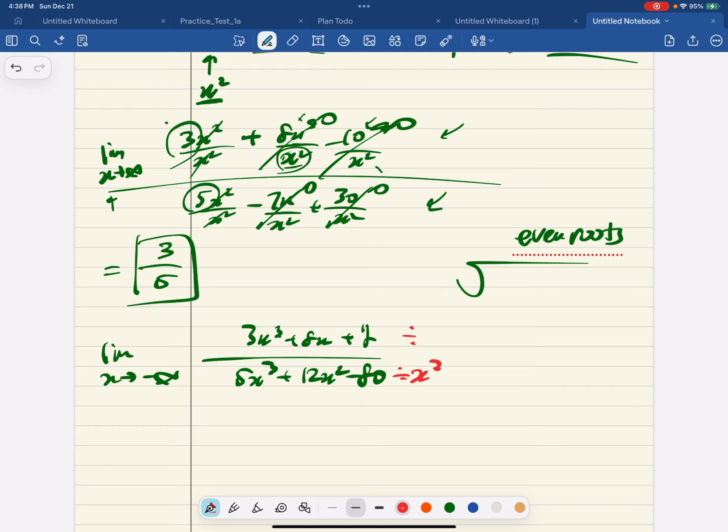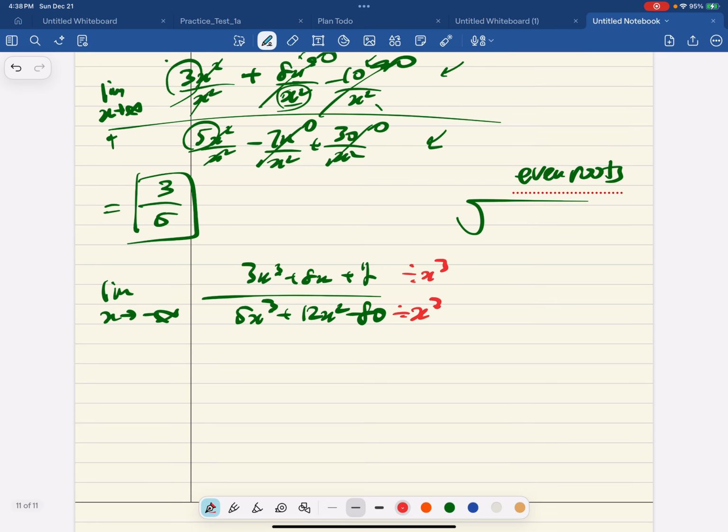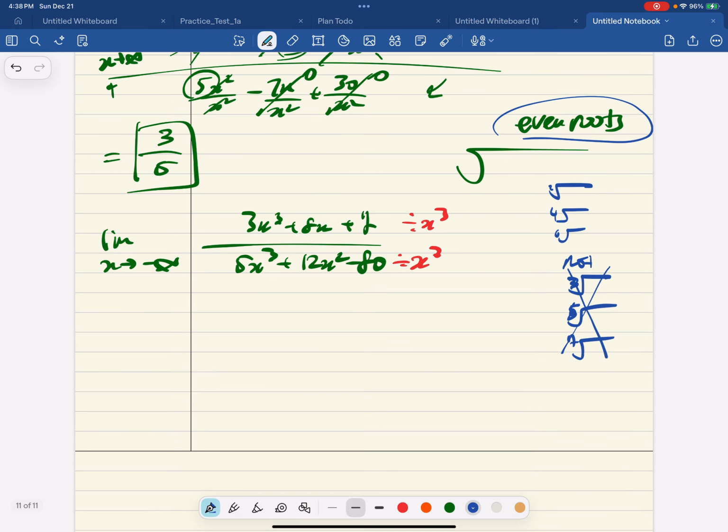Let's say we do a normal limit as x approaches infinity question. Here, there are no roots. You do not see any even roots. Even roots means root 2, root 4, root 6. Not cube root, not 5th root, 7th root. These do not apply, and I'll explain shortly.